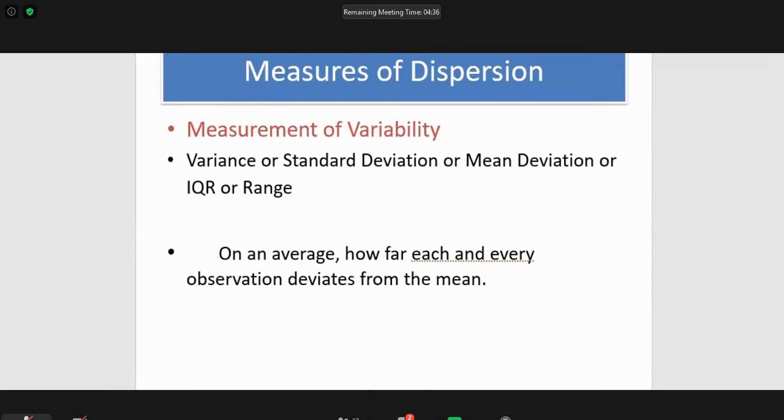There are different types of dispersion measures which we use. We use variance, standard deviation, mean deviation, interquartile range or range. Have you guys heard or studied these basic things like standard deviation or variance before this in your UG program?